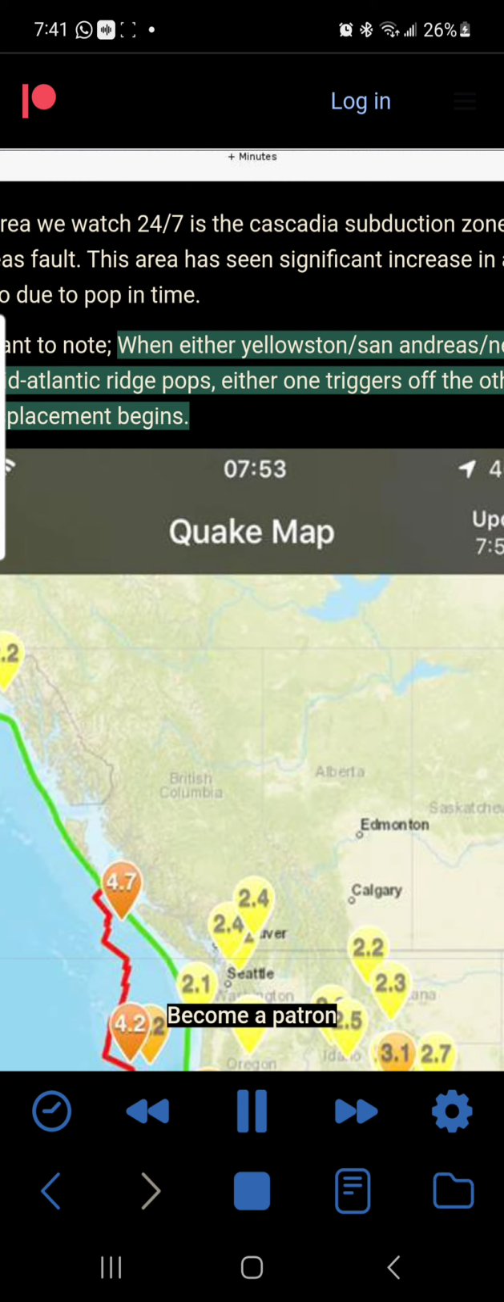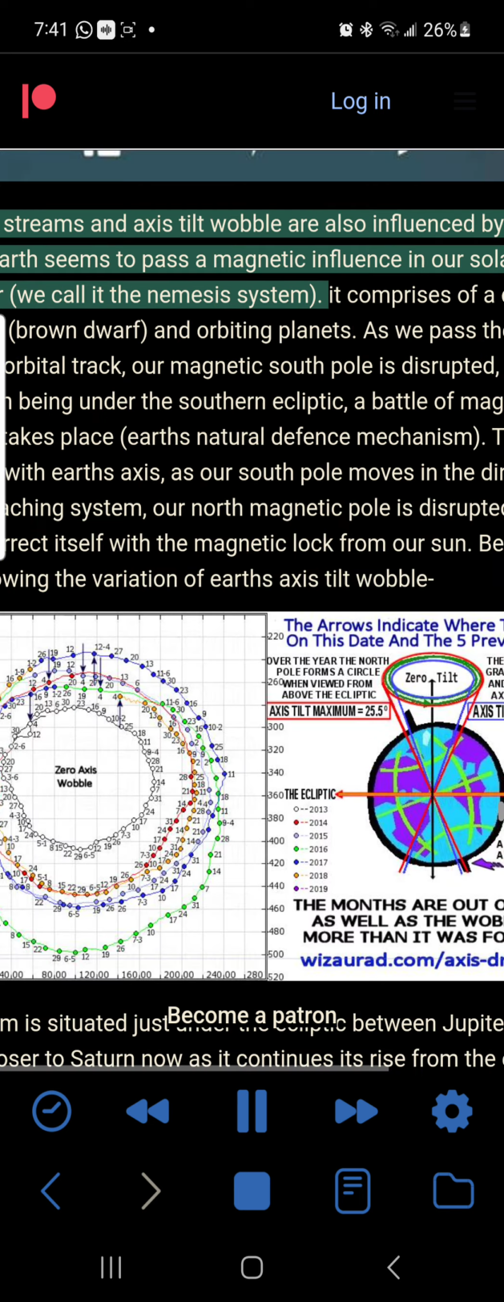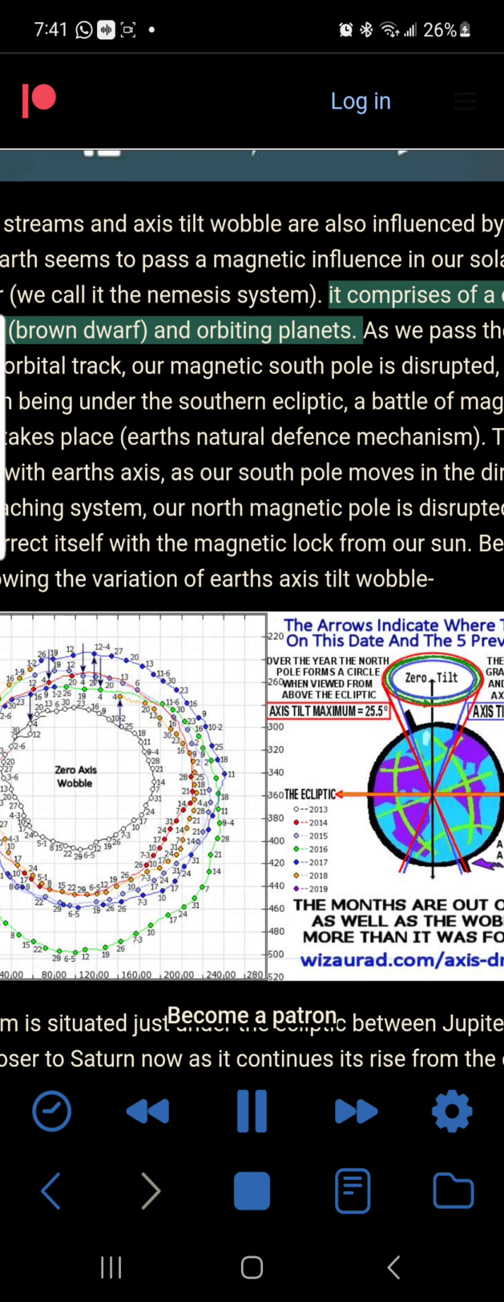It's important to note, when either Yellowstone, San Andreas, New Madrid, or the Mid-Atlantic Ridge pops, either one triggers off the other as the crustal displacement begins. Earth's jet streams and axis tilt wobble are also influenced by the solar system. Earth seems to pass a magnetic influence in our solar system every year. We call it the Nemesis system. It comprises a central star mass, a brown dwarf, and orbiting planets.